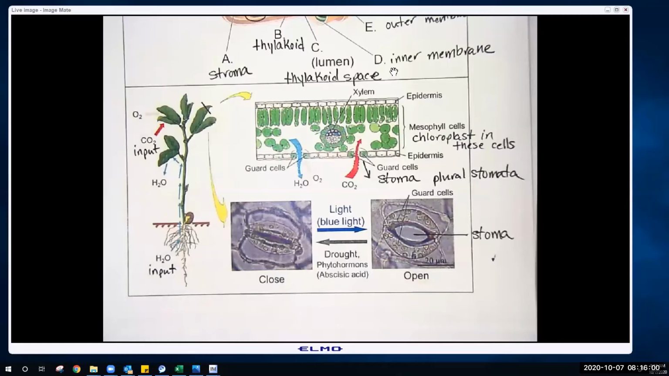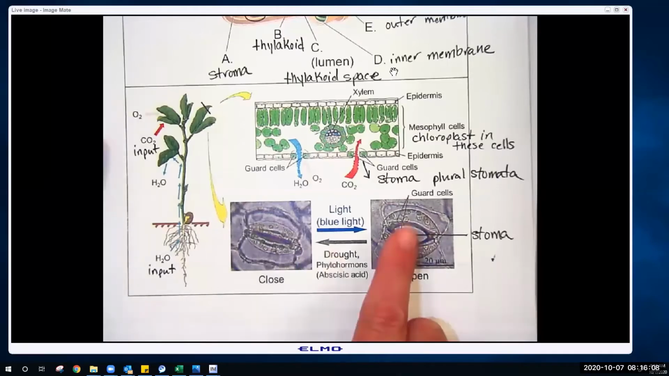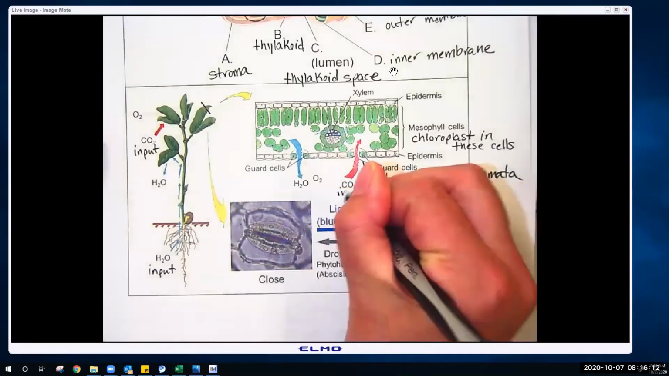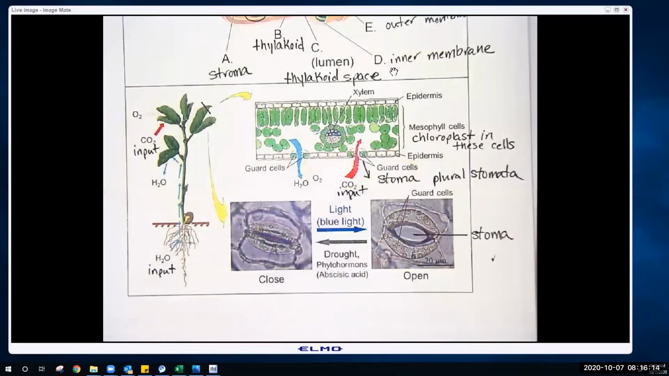Now, these guard cells are going to be very important. They're very important in maintaining the homeostasis of the plant because the stoma needs to be open so that carbon dioxide can enter the plant. And we know that carbon dioxide is needed for photosynthesis. It's one of our inputs.